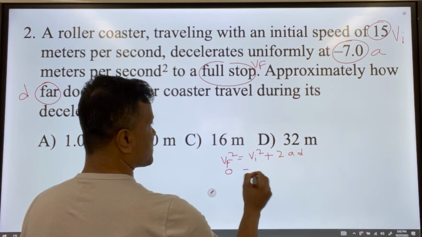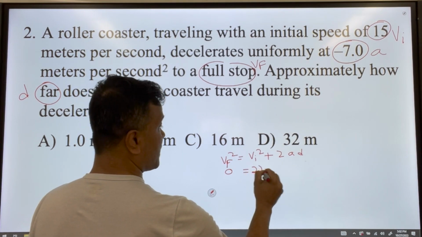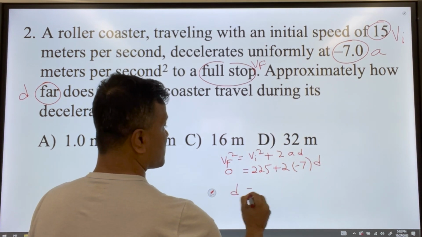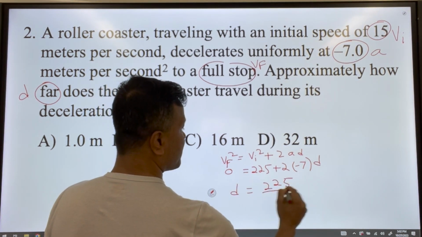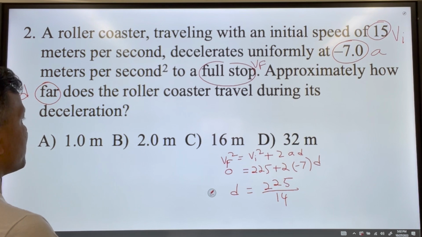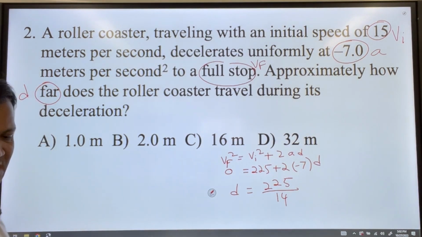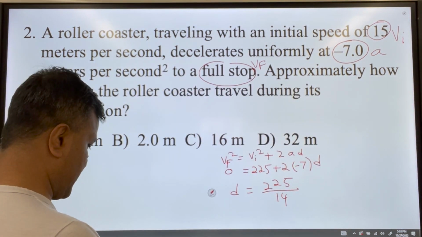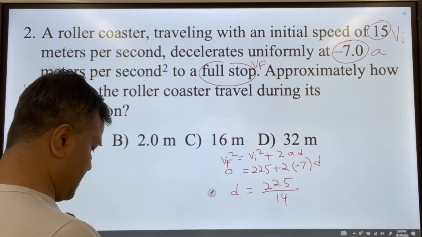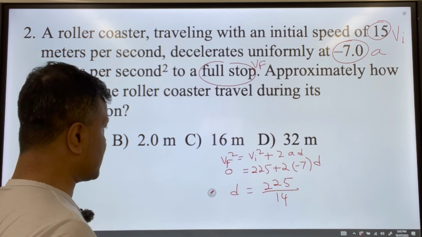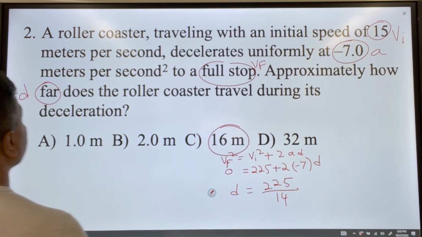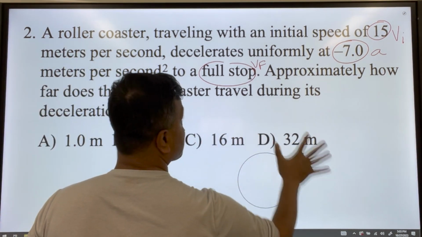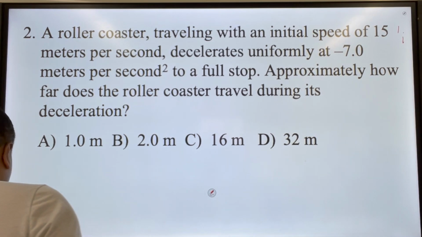So this is 0 is equal to VI, which is 15 squared, 225, plus 2 times negative 7 times d. So d is equal to 225 divided by 14, and 225 divided by 14 is probably 16. So 16 is the answer. Okay, we're going to move to problem number 3.